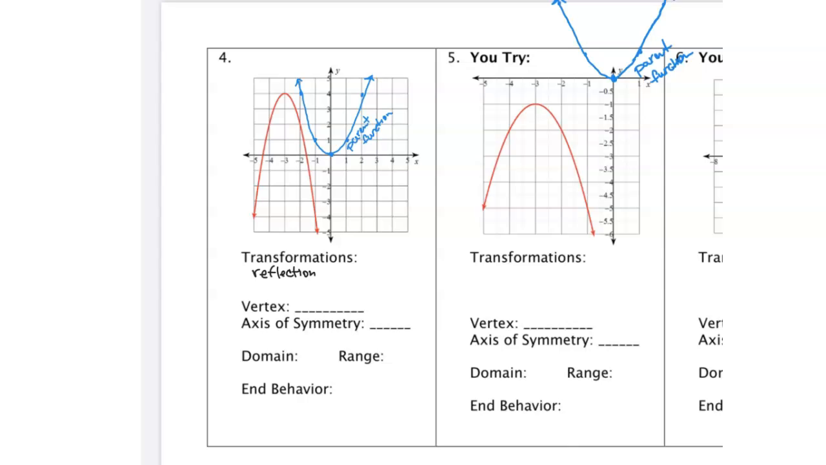Next thing to note is where it has been moved, so have we shifted left, right, up, down, etc. In this case, we have a shift left of 3, and a shift up of 4. So we did left 3 and up 4. You should also note that this newest graph is skinnier than our parent function. So in this case, this one is narrower, or we can call it a stretch.